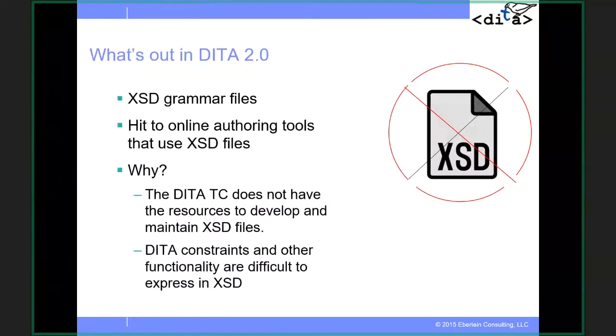The other thing that is out in DITA 2.0 is that the DITA Technical Committee will no longer provide XSDs, XML schema files. And this will be a hit to online authoring tools that use XSD files. We're no longer going to be providing these XSD files simply because we don't have the resources to develop and maintain three versions of grammar files. RNG is our normative format, and we also provide DTD files because we know how many applications use them.